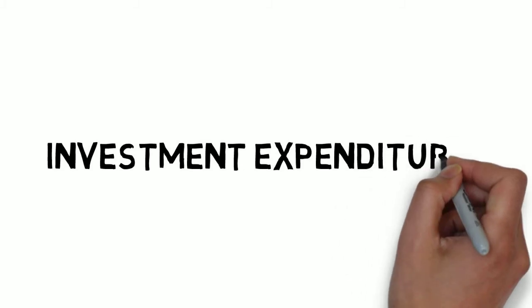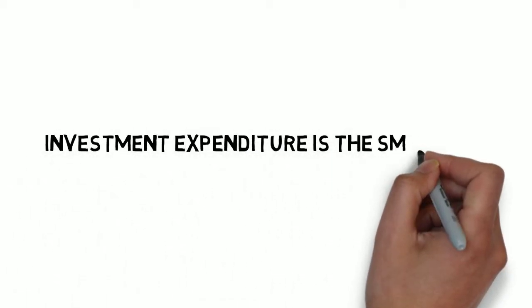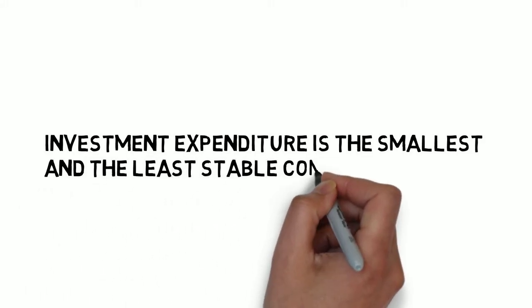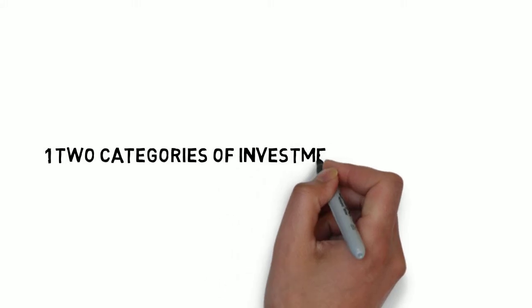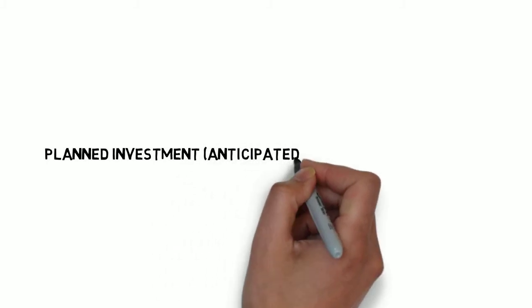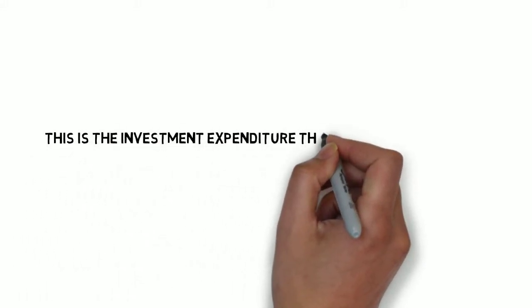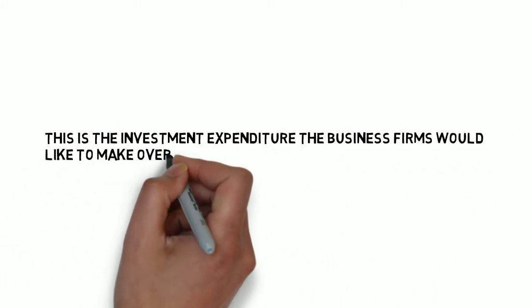Investment expenditures. Investment expenditure is the smallest and the least stable component of GNP. There are two categories of investment expenditures. One is planned investment, which is anticipated or intended investment. Planned investment is the investment expenditure the business firm would like to make over a period of time based on the condition of the economy.